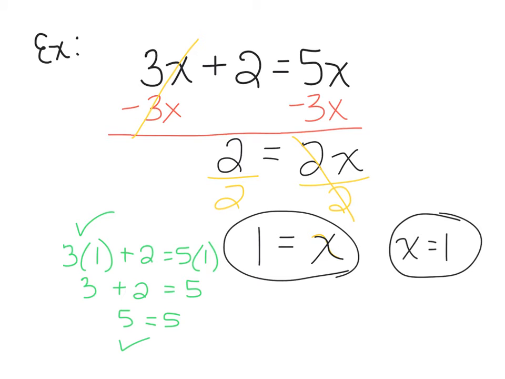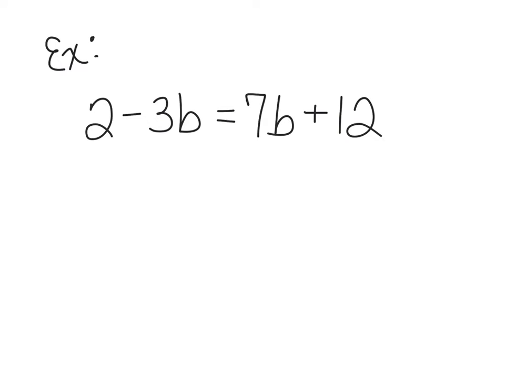Okay, let's move on to the next equation right here. We have 2 minus 3b equals 7b plus 12. The first thing I'm going to check for is any like terms. I have no like terms on the left-hand side, and no like terms on the right-hand side. Remember that the equal sign serves as a stop sign.